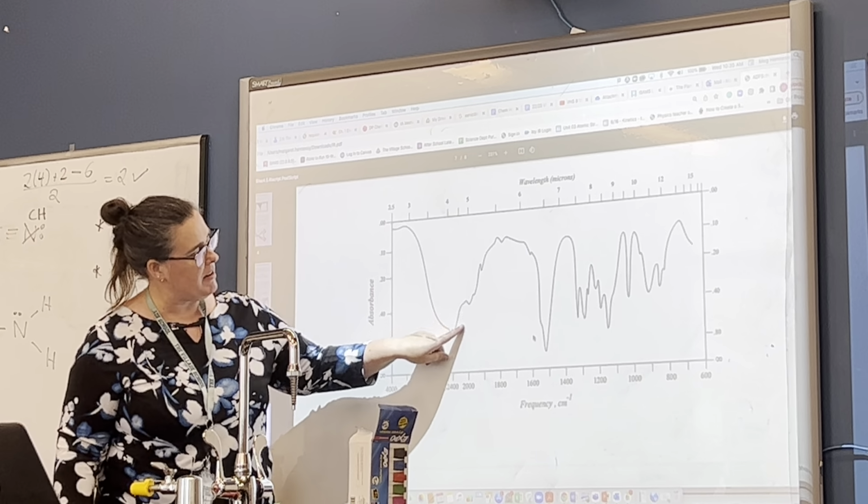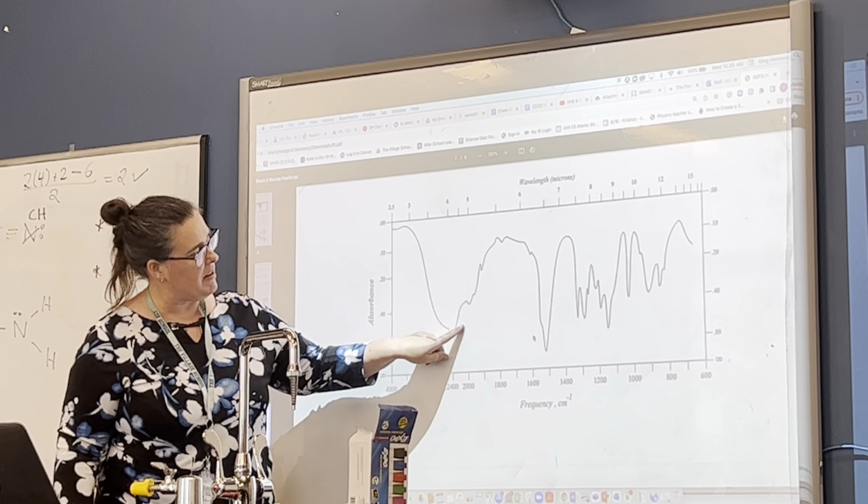How about this one? What does it not have? It does not have an OH. It has nothing broad over here. But around 1600 or 1700, we start to see something. It looks like it's at 1650. So it could be the C double bond O. It could be a C double bond C. It probably is a little bit closer to C double bond C.